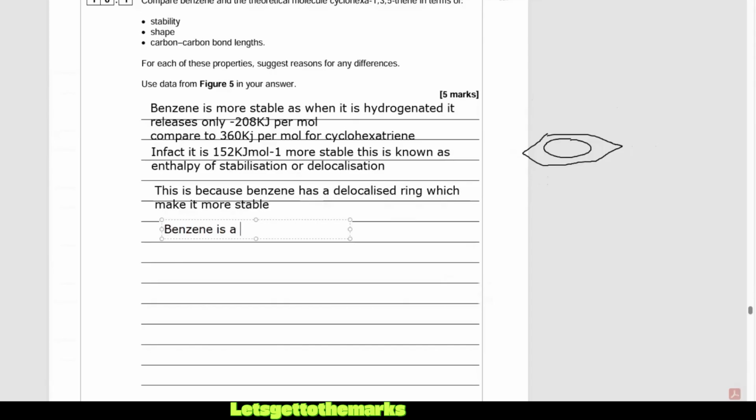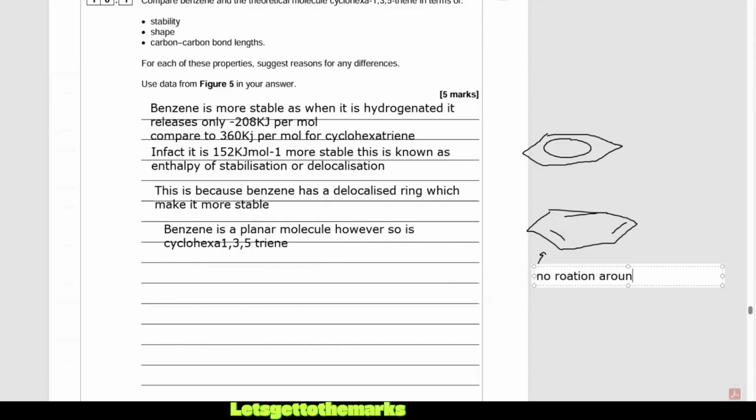But when we talk about the shape, benzene is a planar molecule, meaning the hydrogens and carbons are all in the same plane. However, so is cyclohexa-1,3,5-triene, and we know that because it has those double bonds. You don't get rotation around those double bonds, so this is also a planar molecule. So when we comment on the shape, it's actually similar. I would say you get 2 marks for the first bit, talking about stability, and 1 mark for the shape, because there's only a little bit to talk about there. They're both a planar flat shape.